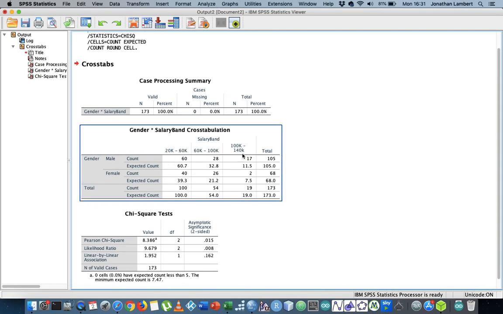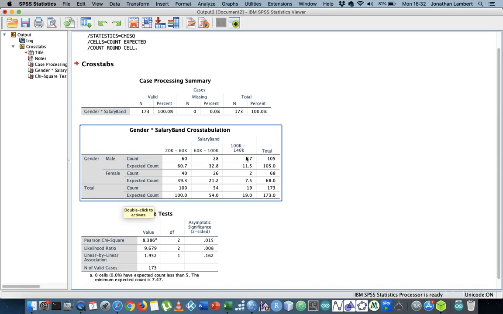The actual cross tabulation is done here for us. So SPSS takes care and actually counts how many people are within the particular categories. From a gender perspective, we have two categories, male and female. From a salary band perspective, we have three categories, the first, the second, and the third. And then what it's done here is it's counted in my columns how many males there are in the 20 to 60 category, which there were 60. How many males are in the 60 to 100 category? There was 28. How many males are in the 100 to 140 category? There was 17.